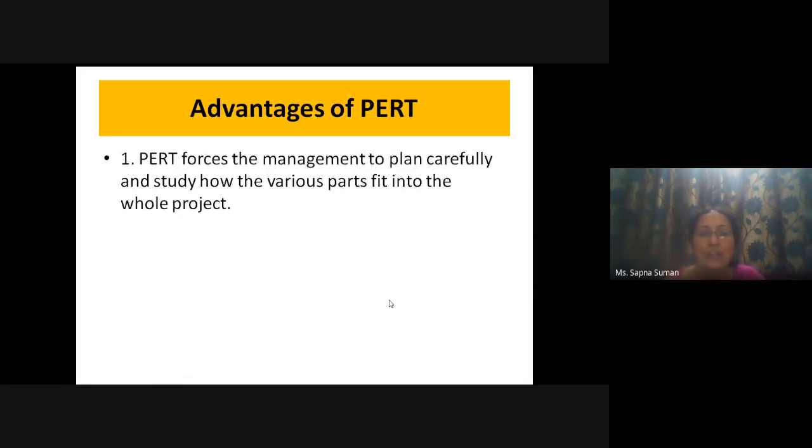Okay, so this is also a new technique or tool in the field of management, and therefore it forces the management to plan carefully and study how the various parts fit into the whole project. If you have a big project and there are several parts in it, then how are you going to fit these parts into your project? Where are you going to place these activities or tasks? So that the project completion becomes smoother. So this is the first advantage.